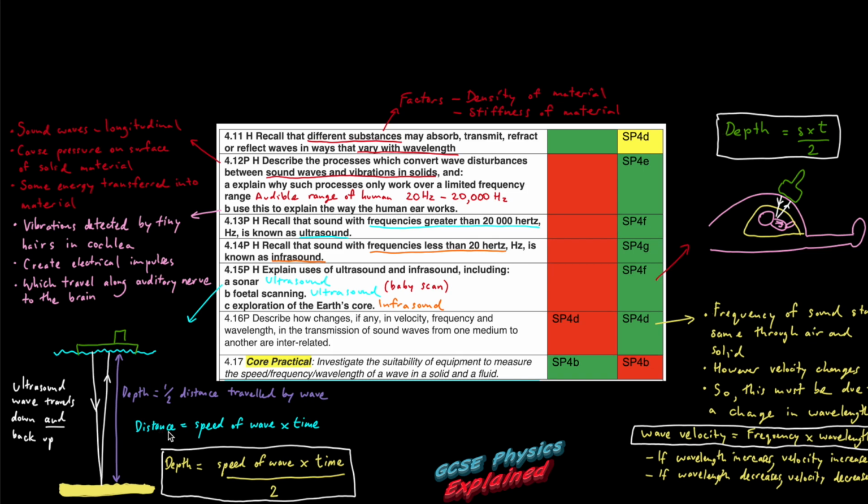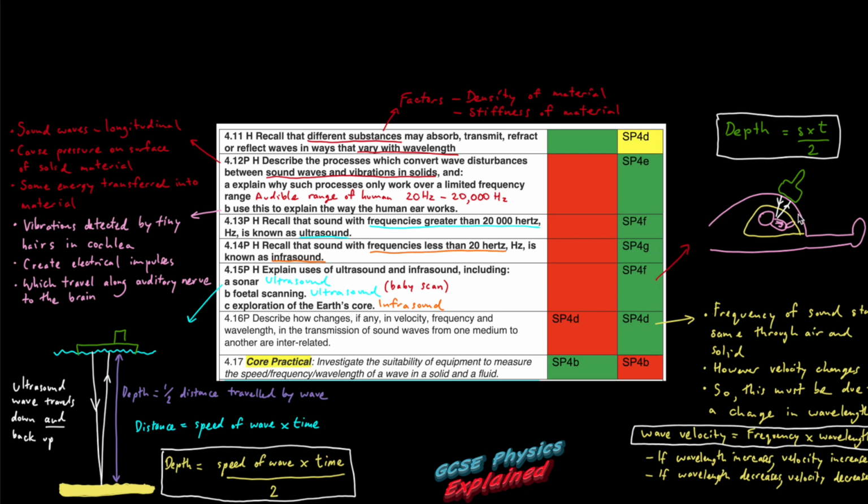To get the distance of something, remember, we do the speed of the wave times by the time. So if we just do the speed of the wave times by the time and then half it, or divide it by 2, that'll give us the depth. So make sure that you half it once you've calculated the distance. That's a common mistake by students.